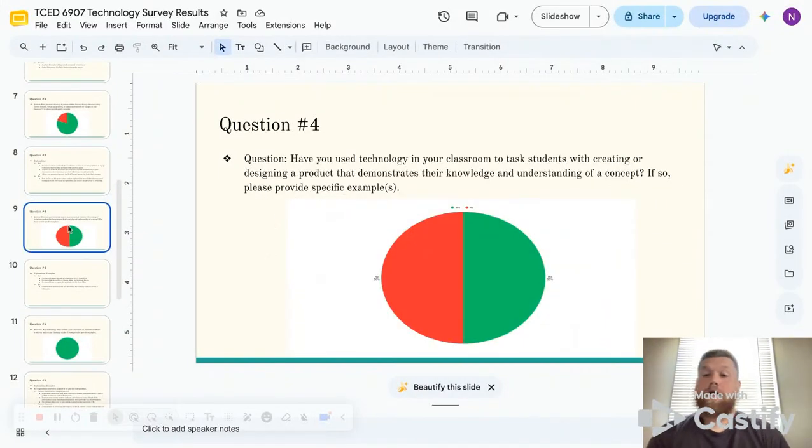Moving on to question number 4. Question: Have you used technology in your classroom to task students with creating or designing a product that demonstrates their knowledge and understanding of a concept? If so, please provide specific examples. This was split 50-50. Five respondents indicated that they did in fact use technology to have students create products that demonstrated their knowledge, while the other five respondents indicated that they did not.